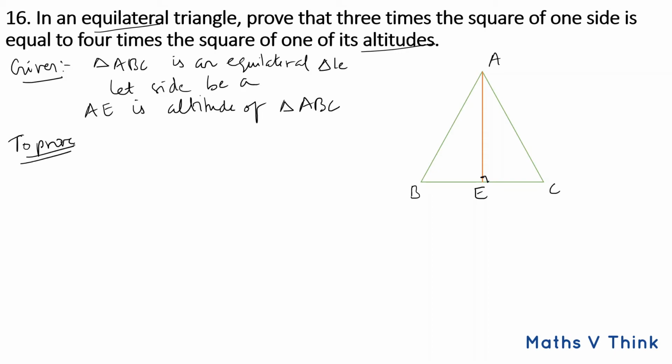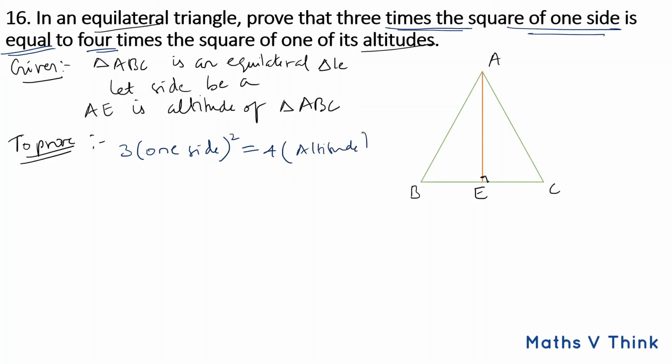To prove, now we need to prove 3 times the square of one side is equal to 4 times the square of one of its altitudes. In our case, we'll be taking the side as AB. So 3AB square is equal to, altitude is AE, so 4AE square. So we need to prove 3AB square is equal to 4AE square.